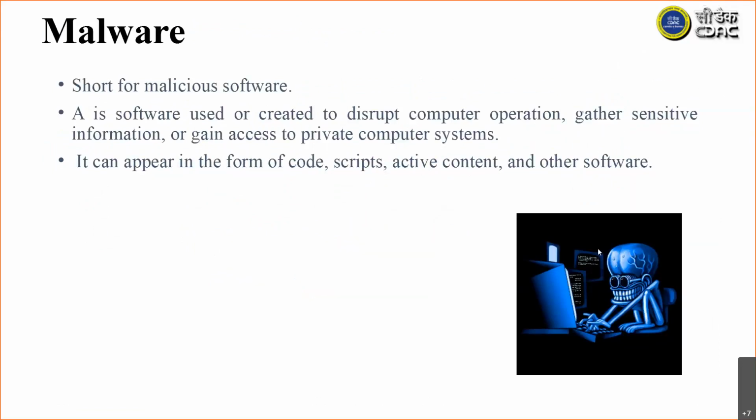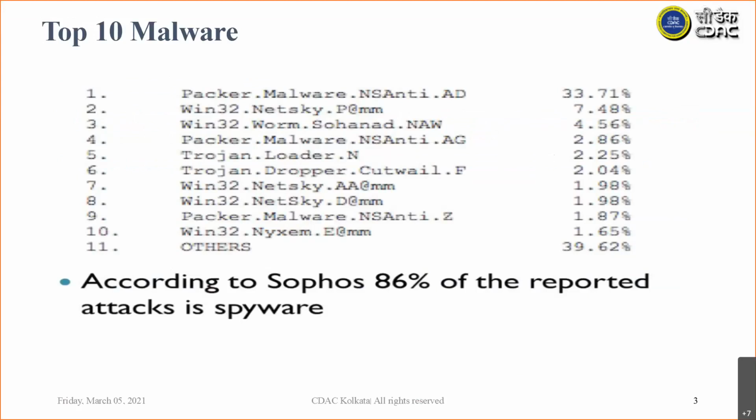So the definition of malware is it is basically short form of malicious software. A malware is a software used or created to disrupt any computer operation, gather sensitive information, or gain access to any private computer systems. It can appear in the form of code, scripts, or active content, or any other software, even DLL or exe, and all like that. So here are some examples of malware I have given: packer.malware.nsnt.ad, Win32, Netsky, like that. According to Sophos, 86% of the reported attacks is a spyware.